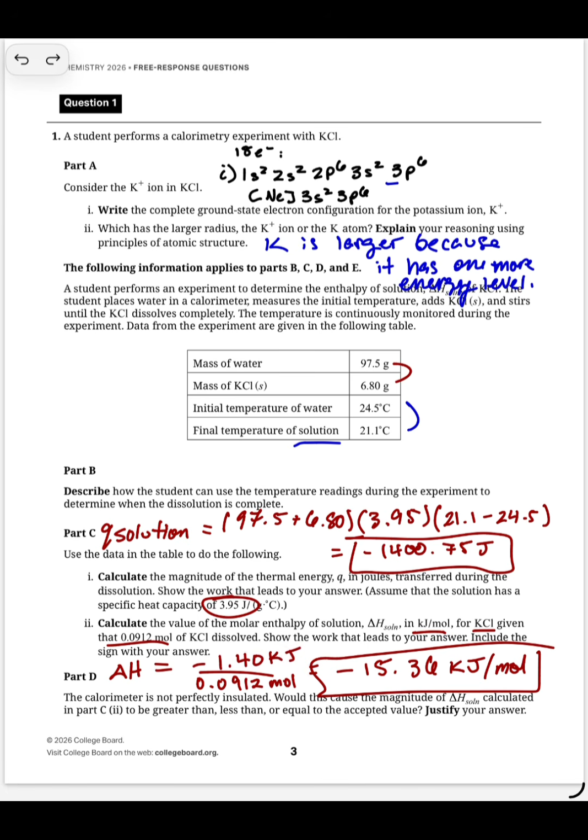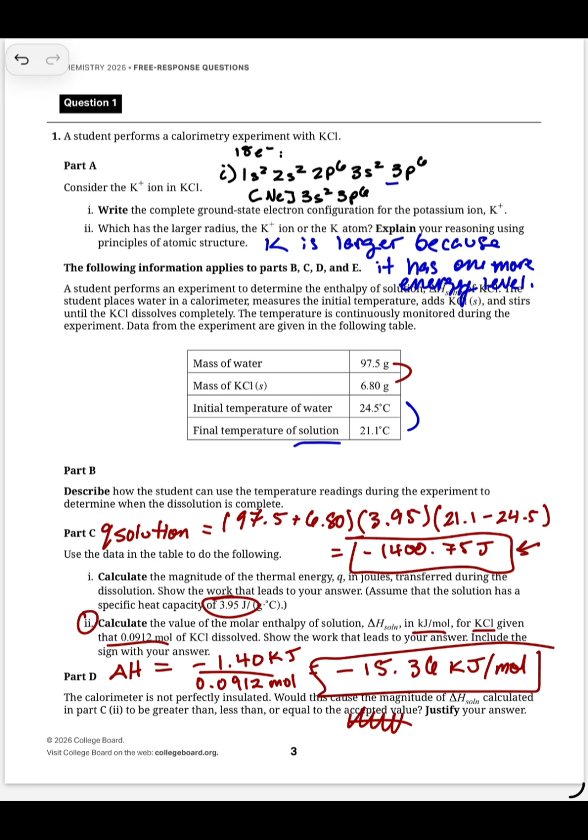Part D says the calorimeter is not perfectly insulated, which means that you have some transfer of energy from the surroundings to the inside of the calorimeter. And then they want to know, would this cause the magnitude of the delta H of the solution that we calculated in our part here to be greater than, less than, or equal to the accepted value, and then justify our answer. Because there's a loss or an addition of energy into the calorimeter, we can't assume that this Q value that we had is 100% accurate. They're saying, hypothetically, how would your actual compare to our experimental one?